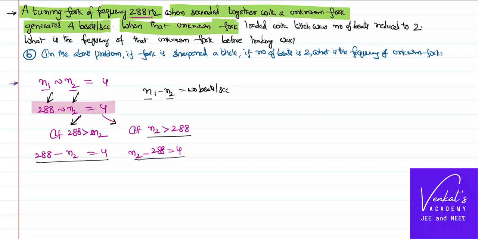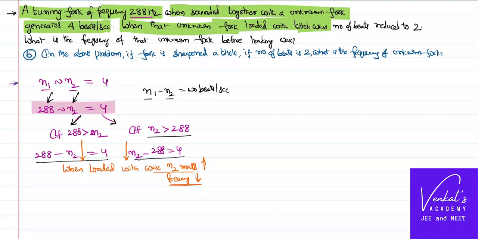When the unknown fork is loaded with a little wax. So what happens when you load with wax? That's the first point I want you to understand, right? When loaded with wax, the mass of that N2 becomes more. As mass increases, its frequency decreases. It can't oscillate normally. So as we have loaded with wax, the frequency of N2 decreases. Either in this case or in this case, when you load with wax, that N2 decreases.